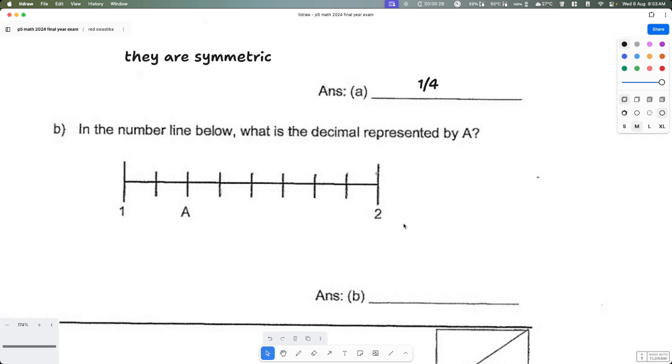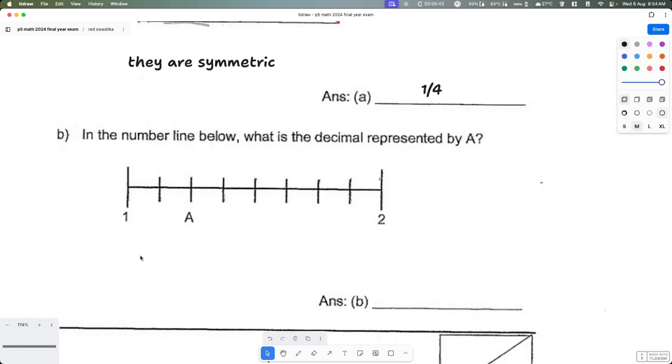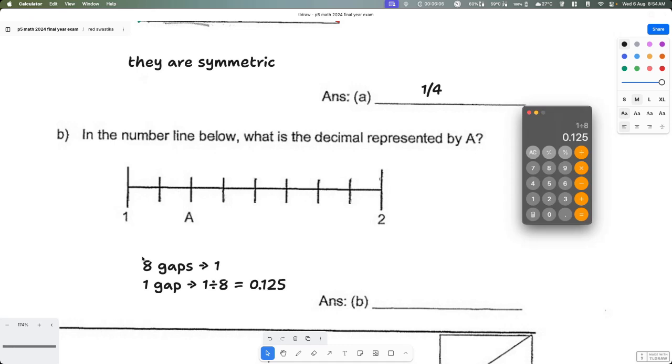B. In the number line below, what is the decimal represented by A? Okay, so we must get the number of gaps. So we have 1, 2, 3, 4, 5, 6, 7, 8. So in this case, 8 gaps is equal to 1. So 1 gap is 1 divided by 8, and this will give us 0.125. If you were to use the calculator, divide by 8, 0.125.